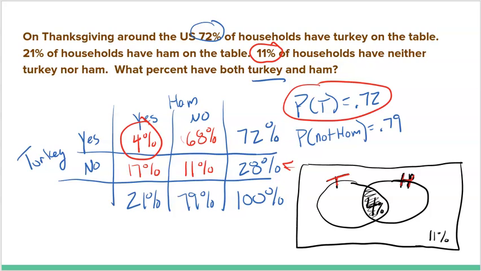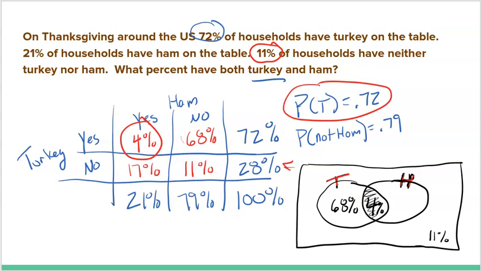Now, over here, this is very specific, right? Because the whole circle's turkey. This specific part over here is turkey, no ham. So that's going to be the 68%. Because that way, the whole turkey circle still adds up to 72%, 68 and 4. But the 68% is specifically the people who have turkey and no ham.